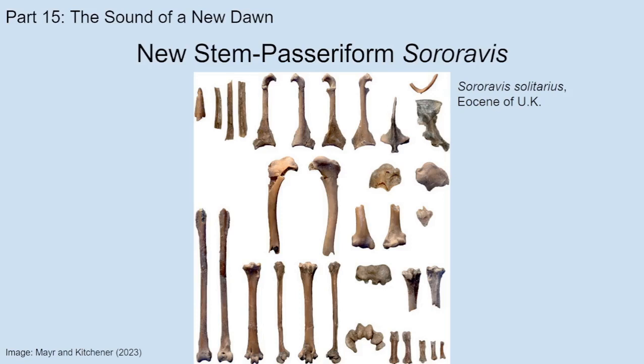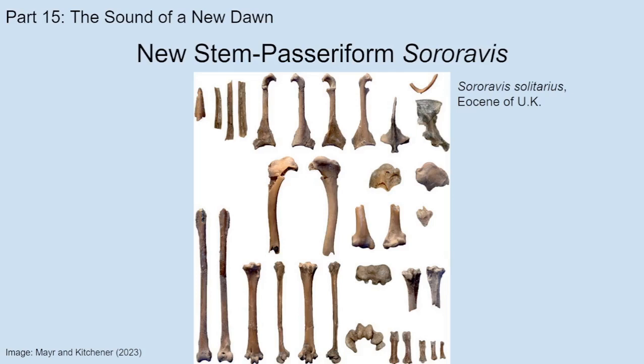And the other thing is that this is one of those stem passeriforms that have feet that in some ways are more like parrots. So they have zygodactyl feet, where two of the toes point backwards. In modern passeriforms, only one of the toes points backwards. But it seems that the ancestral lineage leading up to passerines went through a phase where they still had these zygodactyl parrot-like feet, and the Sororavis was one of them.